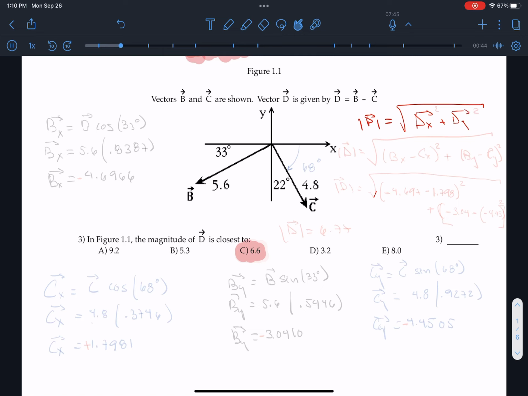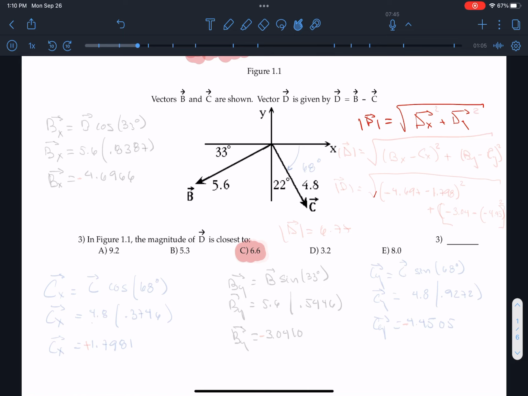We can find the component of vector d on the x-axis by finding the components of vectors b and c on the x-axis and subtracting them from each other. We can do the same with the components of vector d on the y-axis. Okay, so let's do it then.